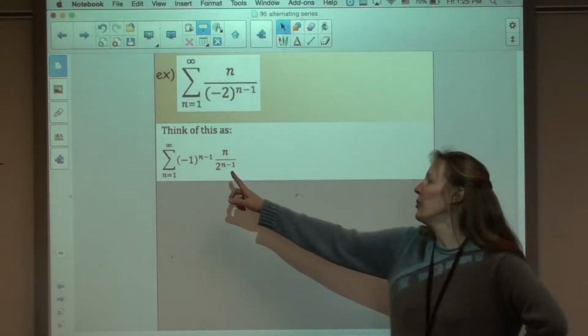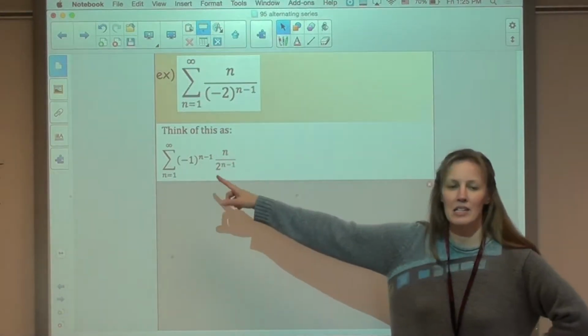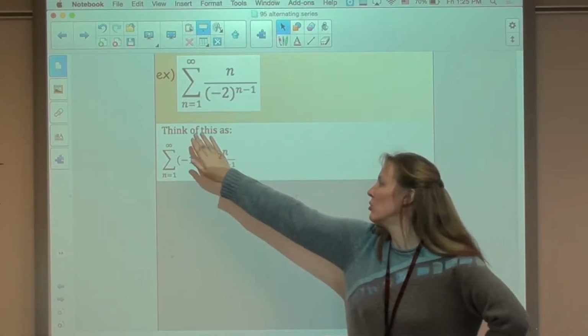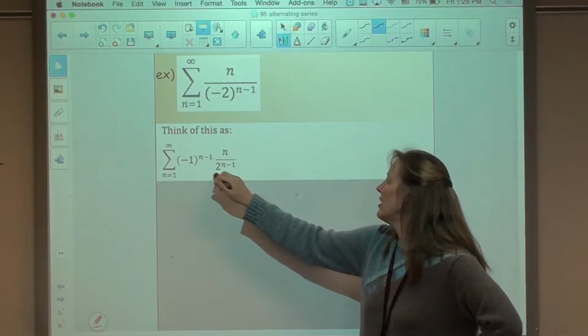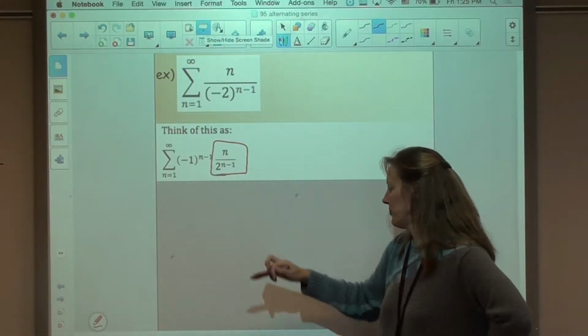So now, when we're using the alternating series test, you ignore the negative 1 part, and all we're going to look at is the n over 2 to the n minus 1.